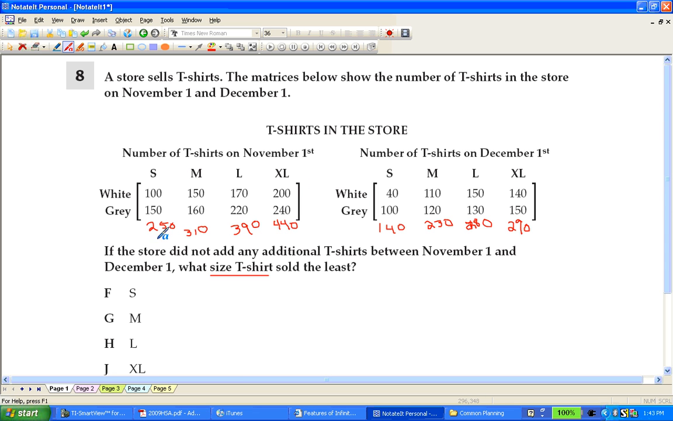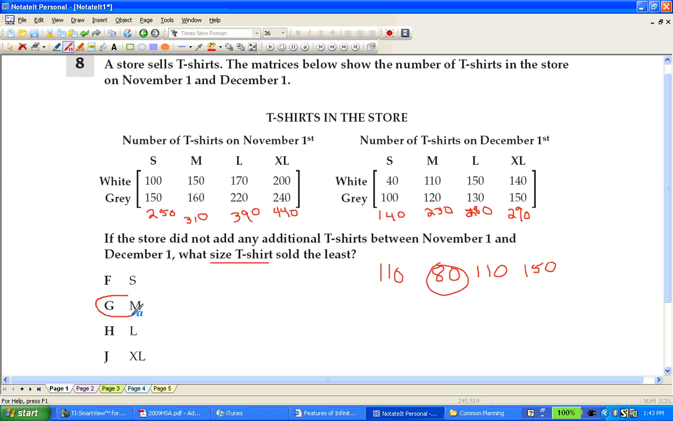Well, the smalls went down 110 shirts. The mediums went down 80 shirts, subtracting 310 and 230. The larges went down 110 shirts, and the XLs went down 150 shirts. So we look at the mediums had the smallest decrease, so that means they sold the least as well. So the answer is G, medium.